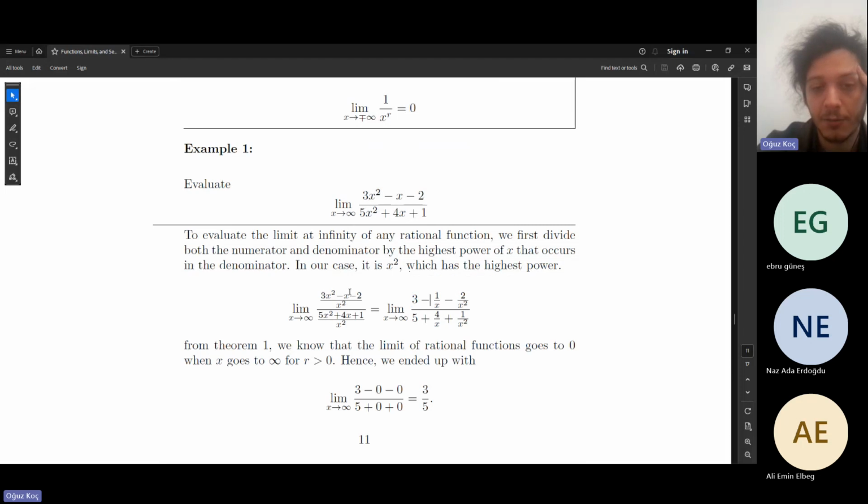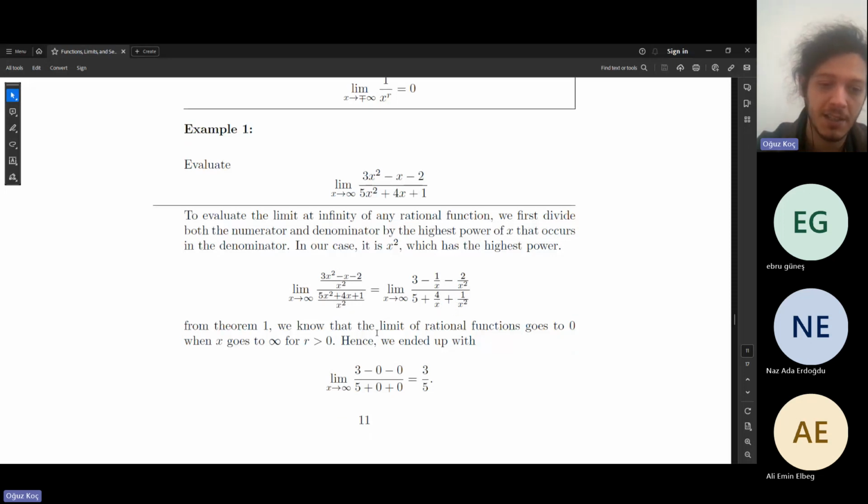And then the first power of x and the second power of x cancel out, and it's simplified as minus 1 over x. And there is no x term in here, therefore you can just write it like minus 2 over the second power of x. The same thing applies to the bottom side. The x squares cancel each other, and we end up with 5 plus 4 over x plus 1 over the second power of x.